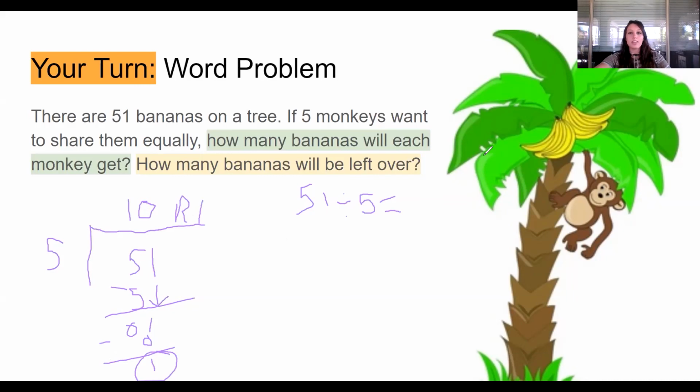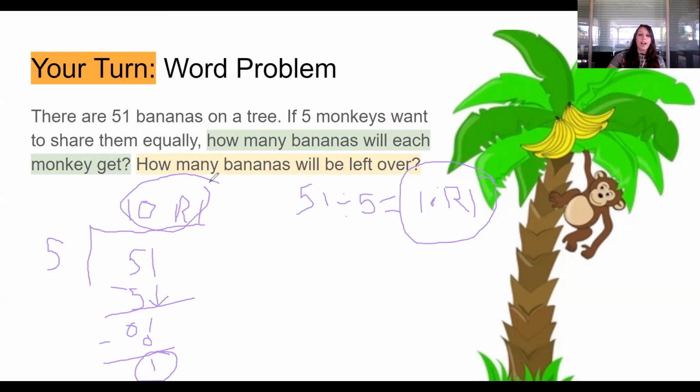Now if we think about this, what's 5 times 10? 50, right? Then 50 plus 1, which is that remainder, equals 51. So that's why it makes sense that 10, remainder 1, would be our quotient. So we're also going to write our answer over here, that way we have it in both formats. So 10 remainder 1 and 10 remainder 1.